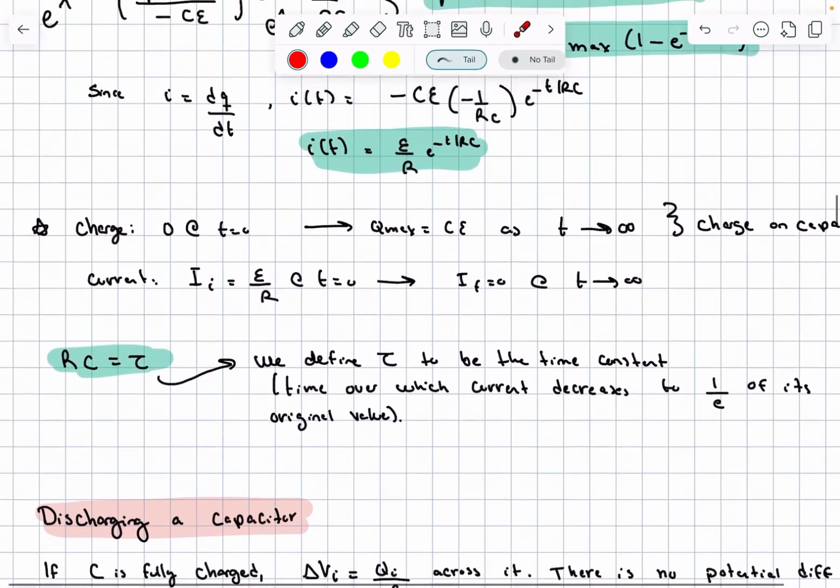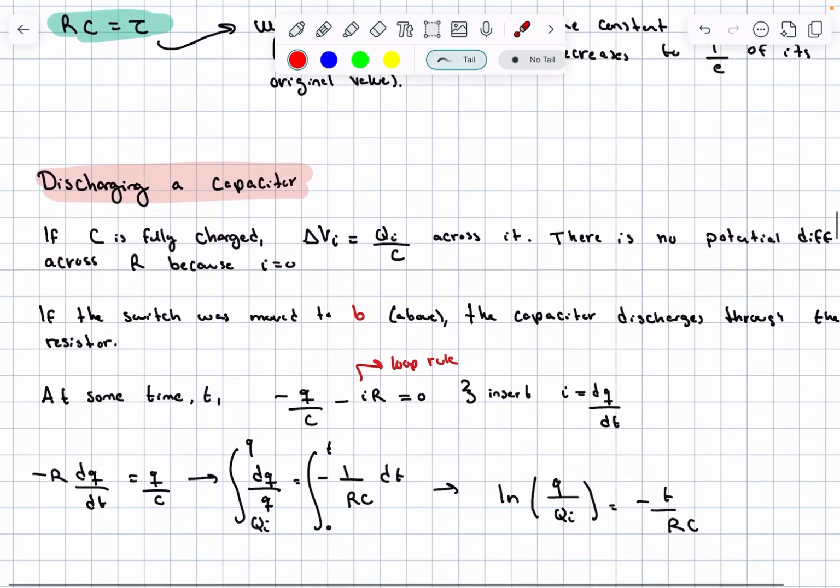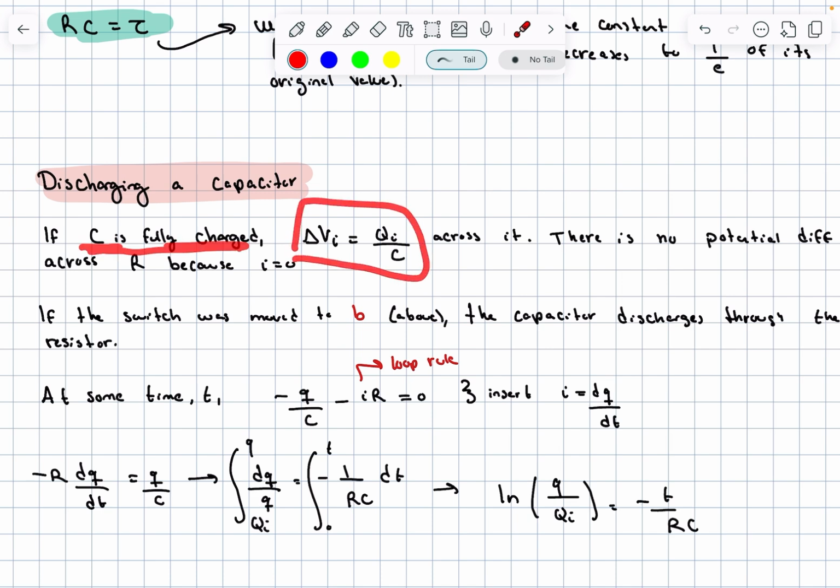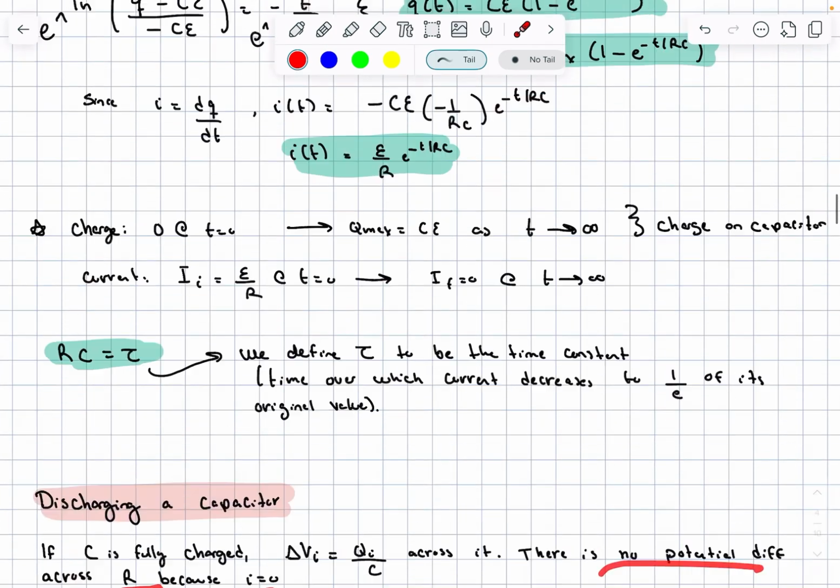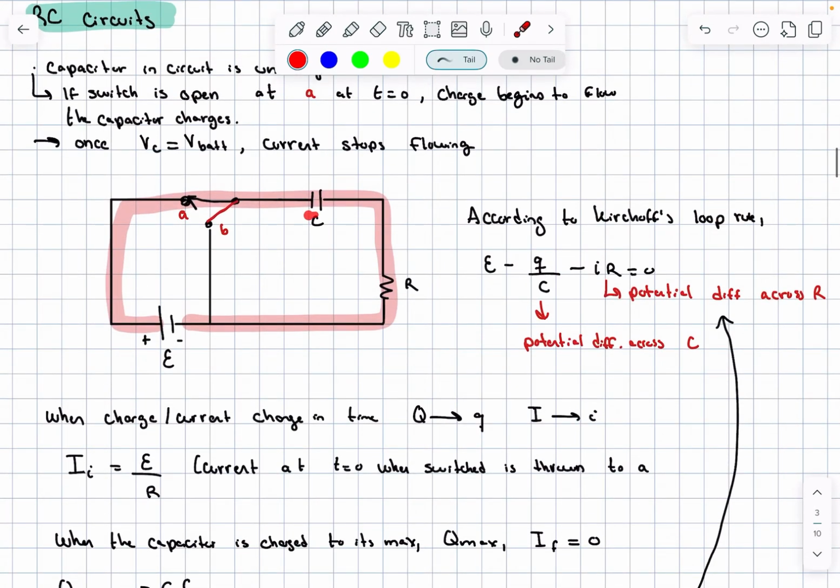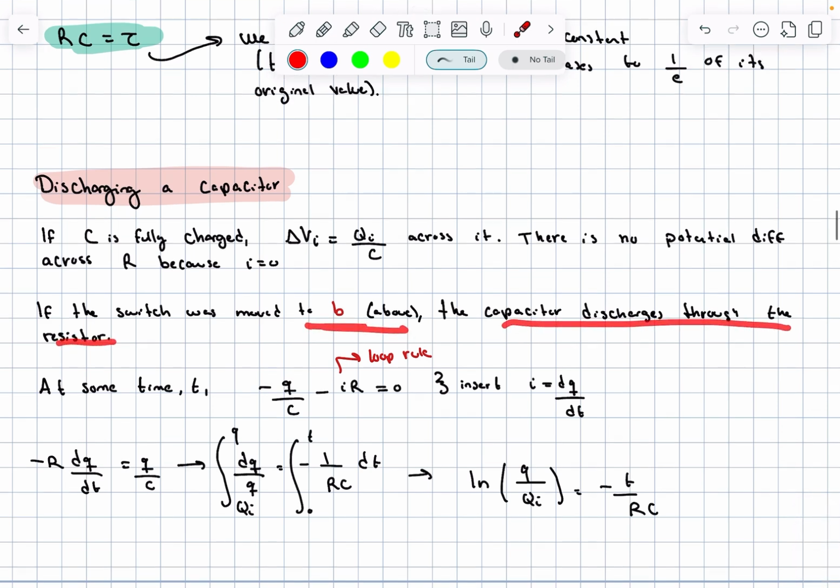Now this is what happens when we charge our capacitor. But what happens when we discharge our capacitor? Essentially it's going to be the opposite, but we can express that mathematically. We're going to start off with the capacitor being fully charged, and that means initially delta V is equal to Q divided by C. At this point, there is no potential difference across R because there is no current. So if we go back up here, when this is fully charged, there is no current flowing here. Then, if the switch was moved to B, the capacitor starts discharging through the resistor.